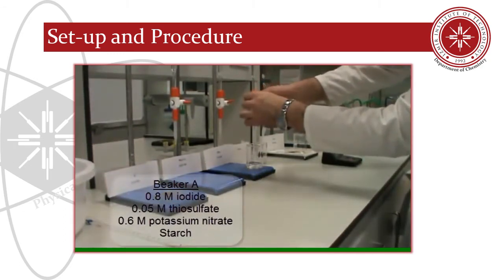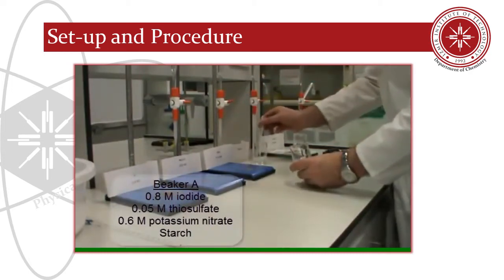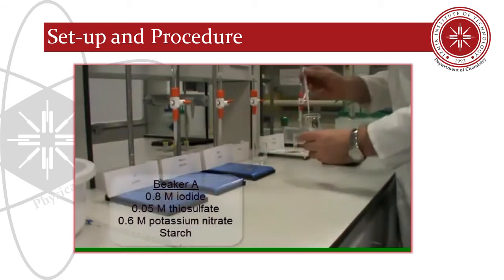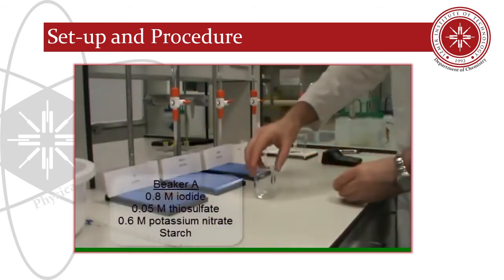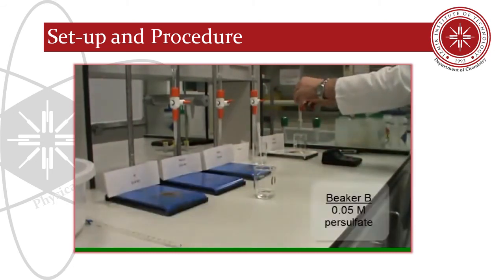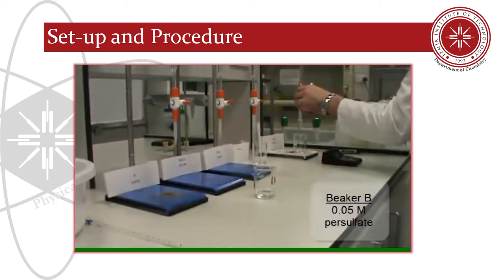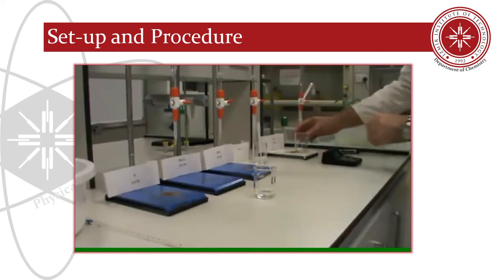It's very important to deliver very accurate volumes, especially the thiosulfate, because we're measuring the time taken to use that up. So if the volumes aren't accurate, there'll be a large error in the times we measure. In our second beaker, we're going to have the persulfate, our second reactant. So we'll have two beakers, and in each experiment we're going to mix beaker A with beaker B.